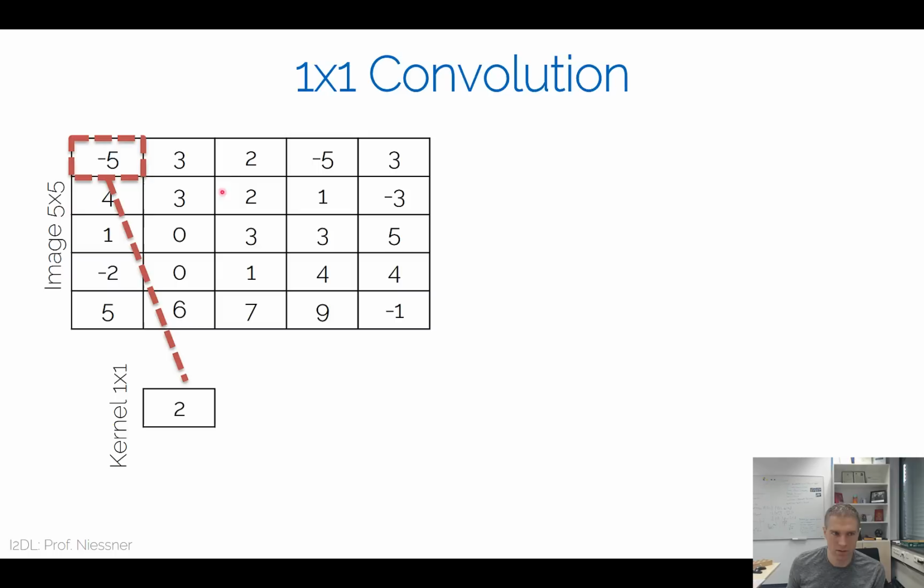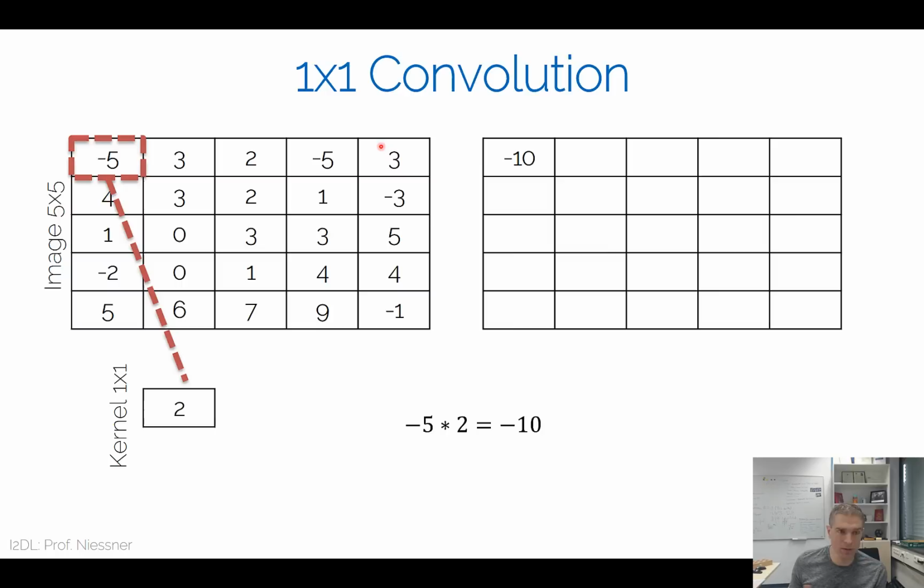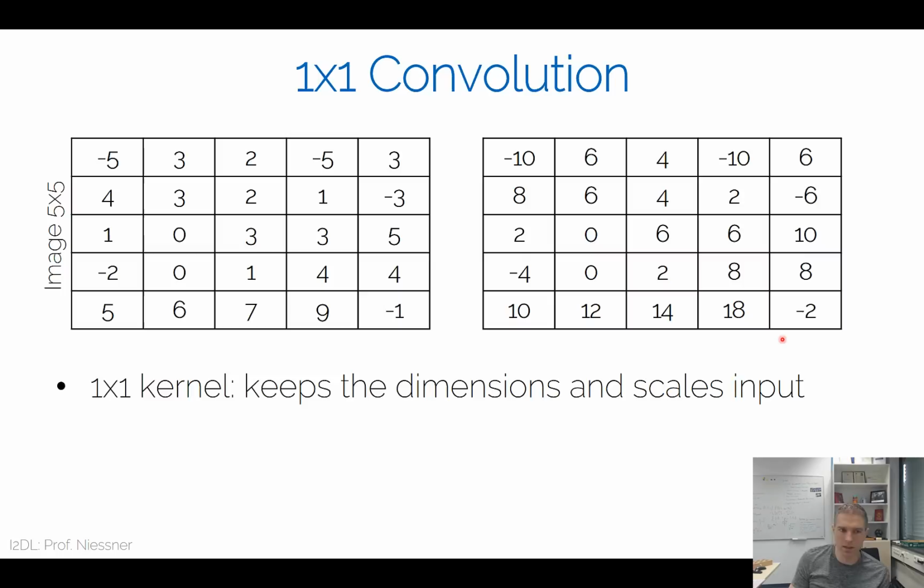So the output size is obviously going to be the same. For a 1x1, there's no padding or whatever needed because the filter kernel is 1. You're going to get minus 5 times 2 is minus 10, right? And you just do this for the whole thing, and so on. So a 1x1 kernel is doing nothing else but just scaling the input. You might now say, well, why on earth are you doing this? You're just having a scalar. Why do you even call this a convolution? Technically, there's no real convolution.